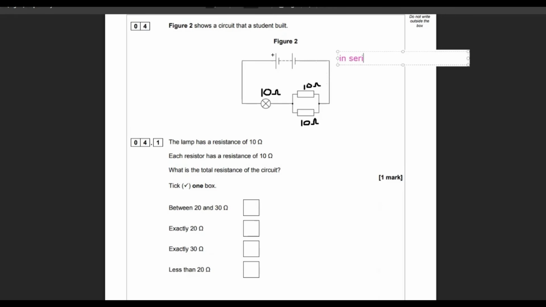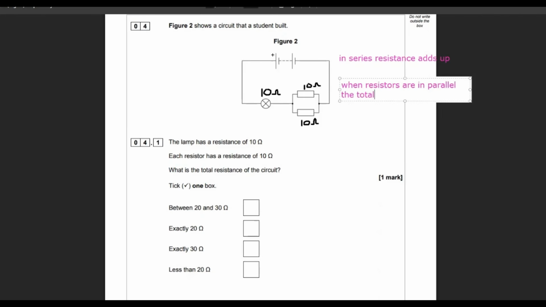So when things are in series, resistance adds up. If you put two things in series, this is in series with this, so you go 10 plus 10 is 20. In series, the resistance adds up. When things are next to each other, you add them up. However, when they're in parallel, this is a weird rule. I could explain it if I went into more detail, but I'm not going to.